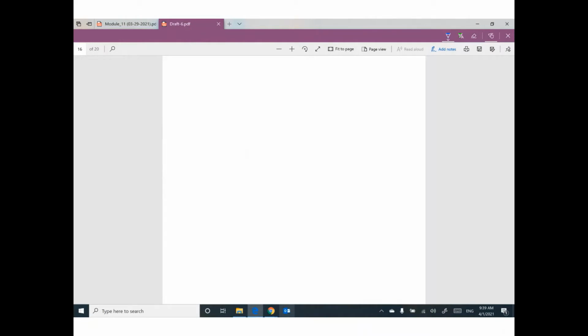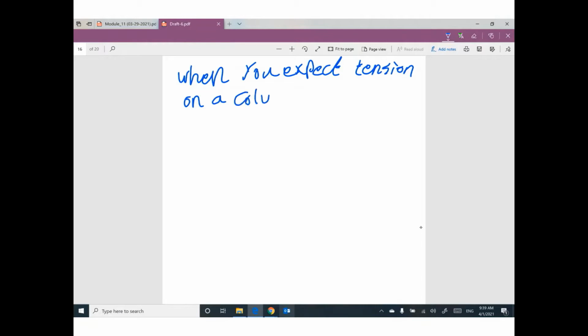So guys, when you expect tension on a column, can anybody answer this question? When can you expect tension on a column, when will the column be under tension? Anybody has any idea?